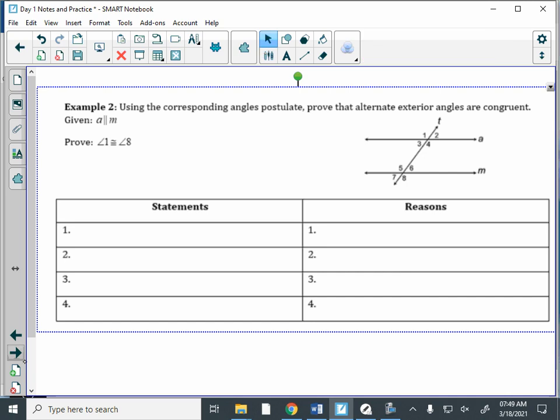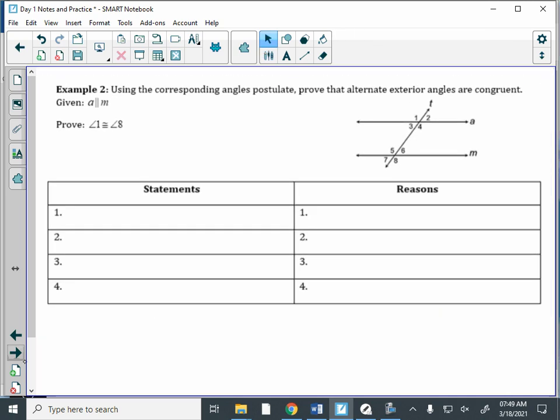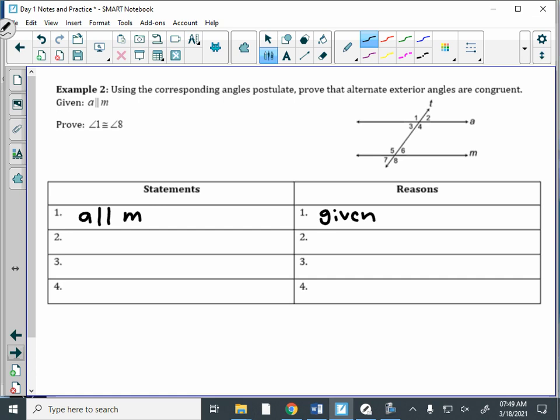Okay, so let's fill this out. What am I going to put in this first statement? What goes first? What information? The given. Very good. A is parallel to M, and our reason with that is always given. What's going to be our last statement? What's going to go here? You shout it out. You prove. Angle 1 is congruent to angle 8. And we said with parallel line proofs, what's our last reason every single time? Transitive property.